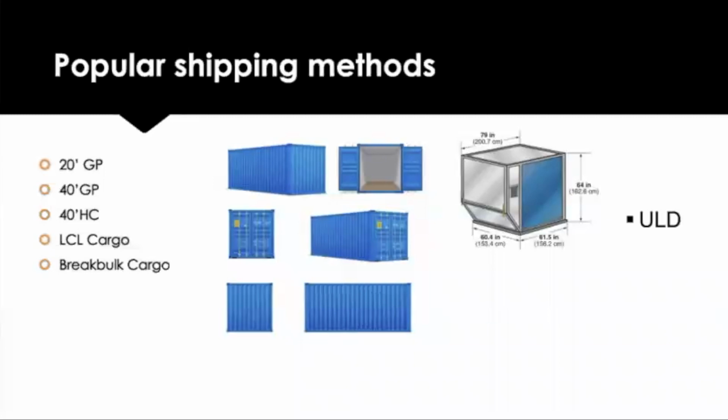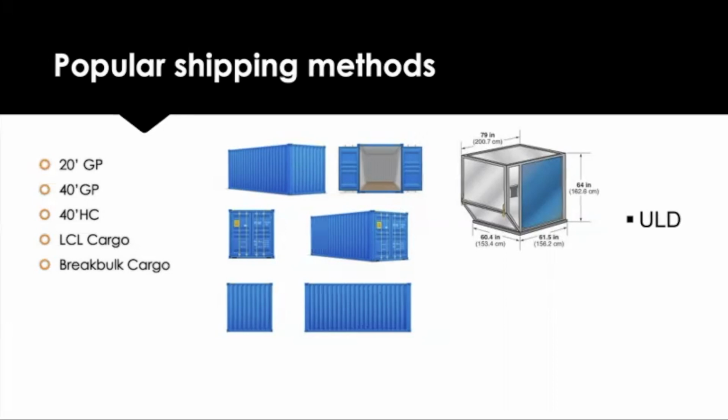So when you're exporting goods around the world, there are different shipping methods to consider. It is going to depend on the overall product packaging size, the cubic measurements, or the total weight. But the most popular shipping containers are a 20-foot, 40-foot, or 40-foot high cube GP, which stands for general purpose. And the high cube is one that has an extra 10 to 15% of space inside.